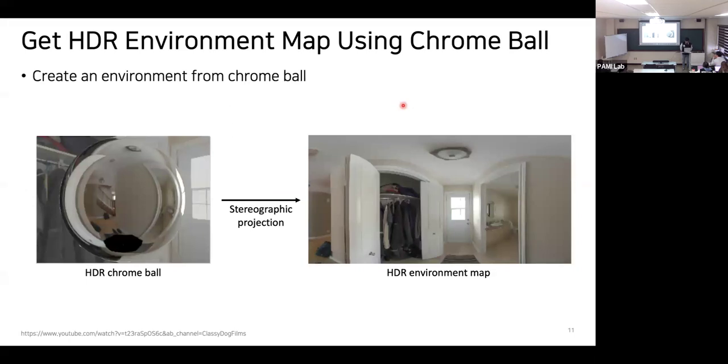And using the obtained HDR chrome ball, we can make an HDR environment map using a method called stereographic projection. I'll skip the details of this method, but it's easy to think of it like a rectangular world map: we can make a rectangular world map from the Earth, even though the Earth is shaped like a sphere. The same algorithm is used to make this HDR environment map in both processes.